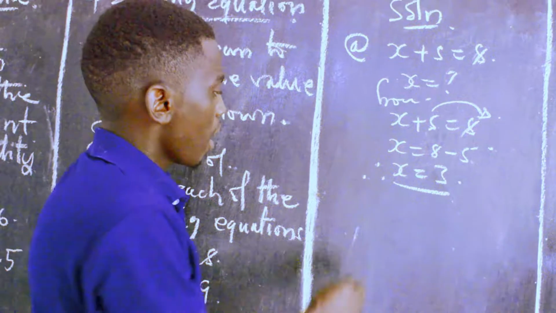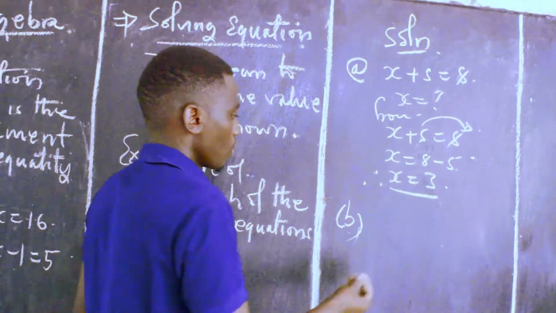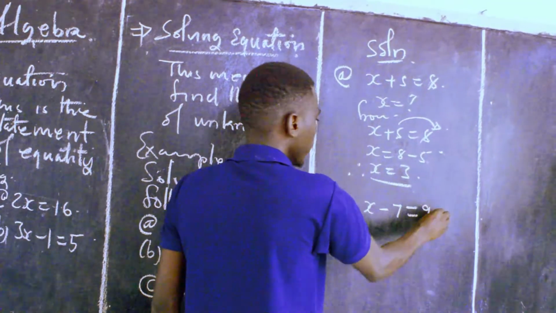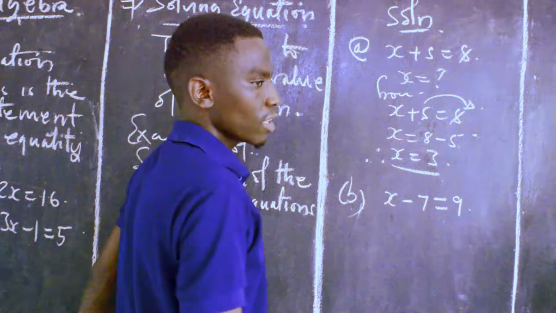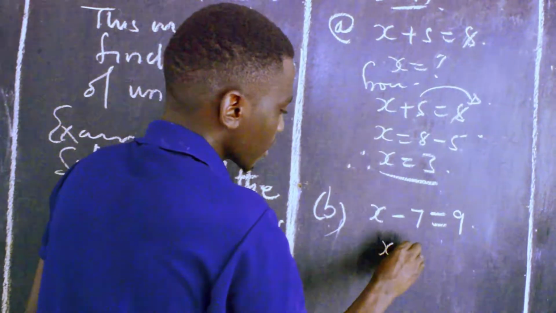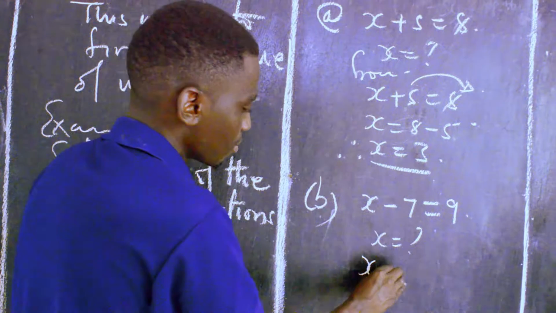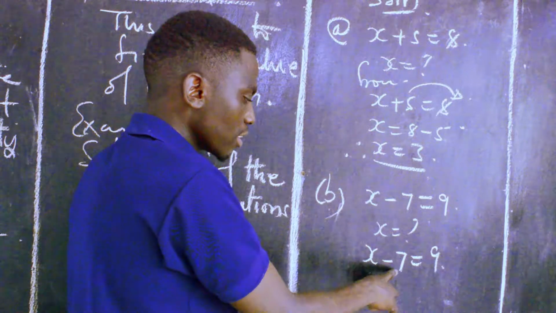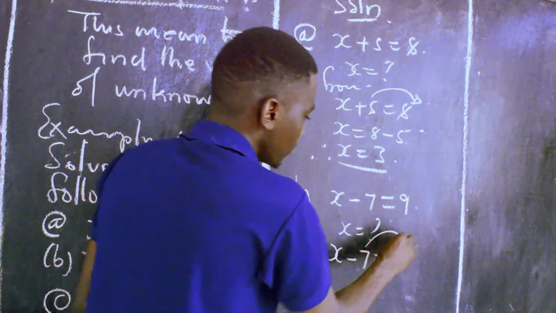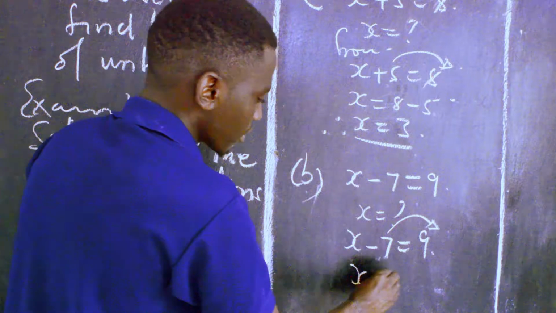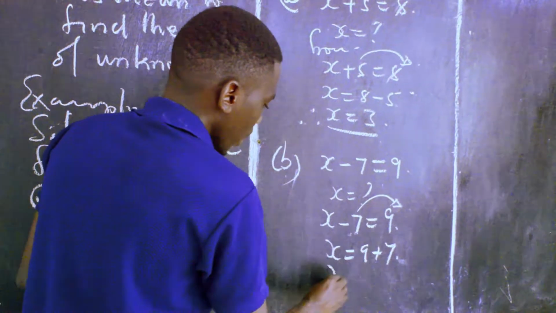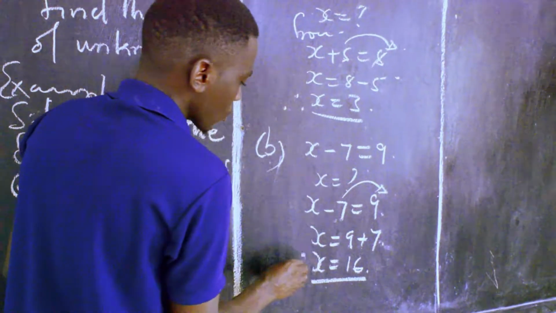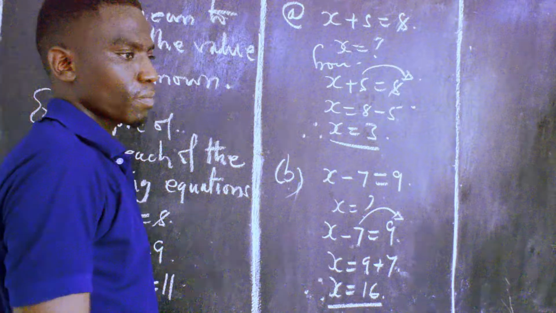This is the value of x. But b, you are given x minus 7 is equal to 9. Here we are finding the value of x. The 7 here is negative. So since this is negative, once it comes to this side, it becomes what? A positive. So you remain with x is equal to 9 plus 7, which gives 16. This is the required value of x.